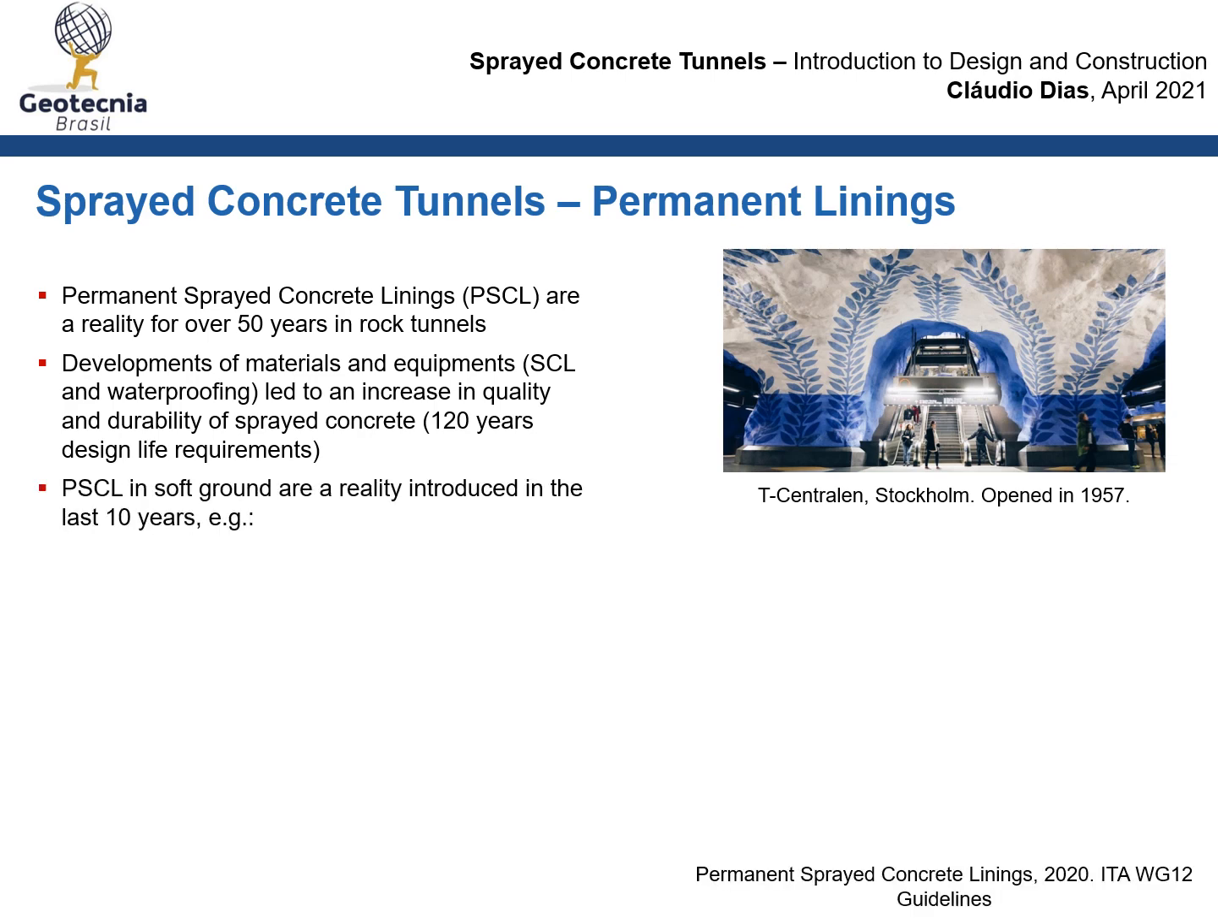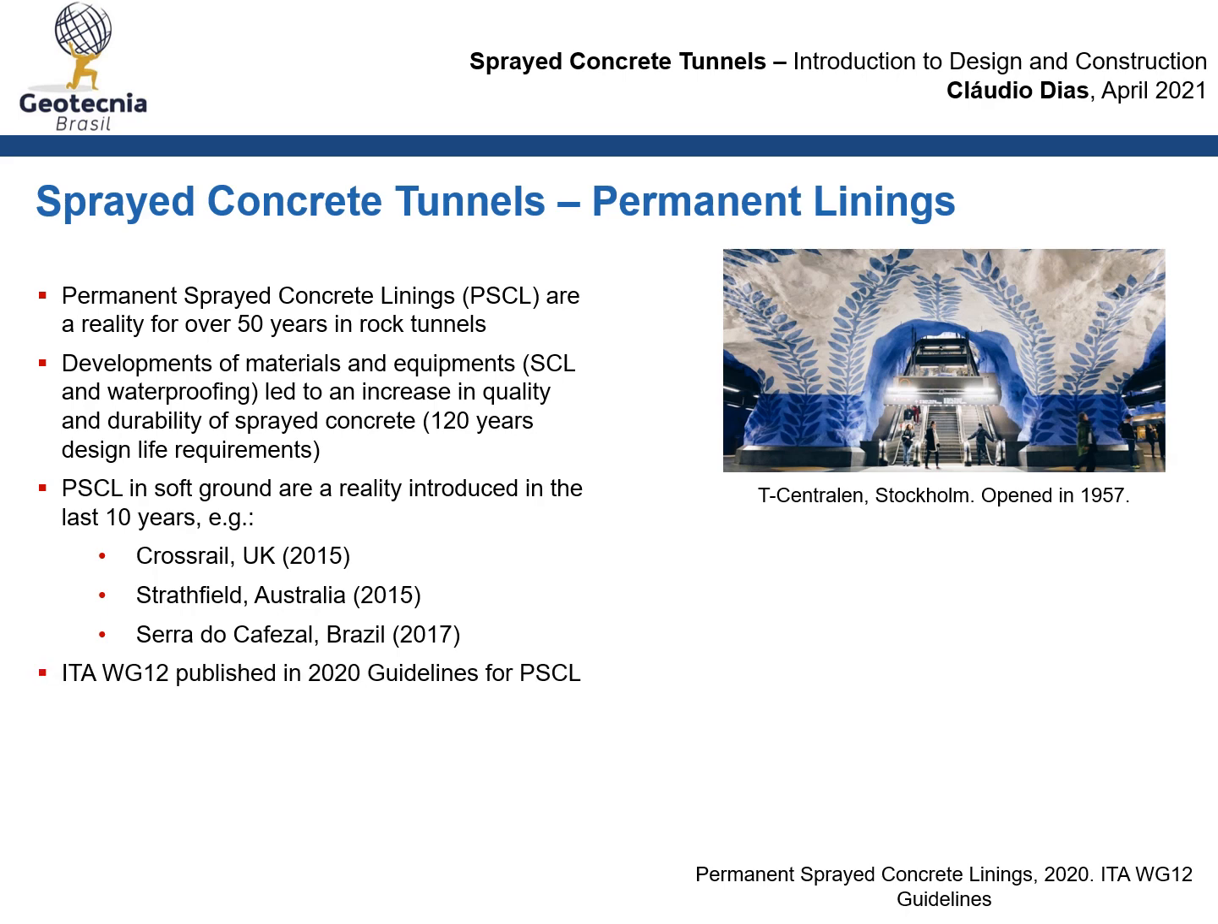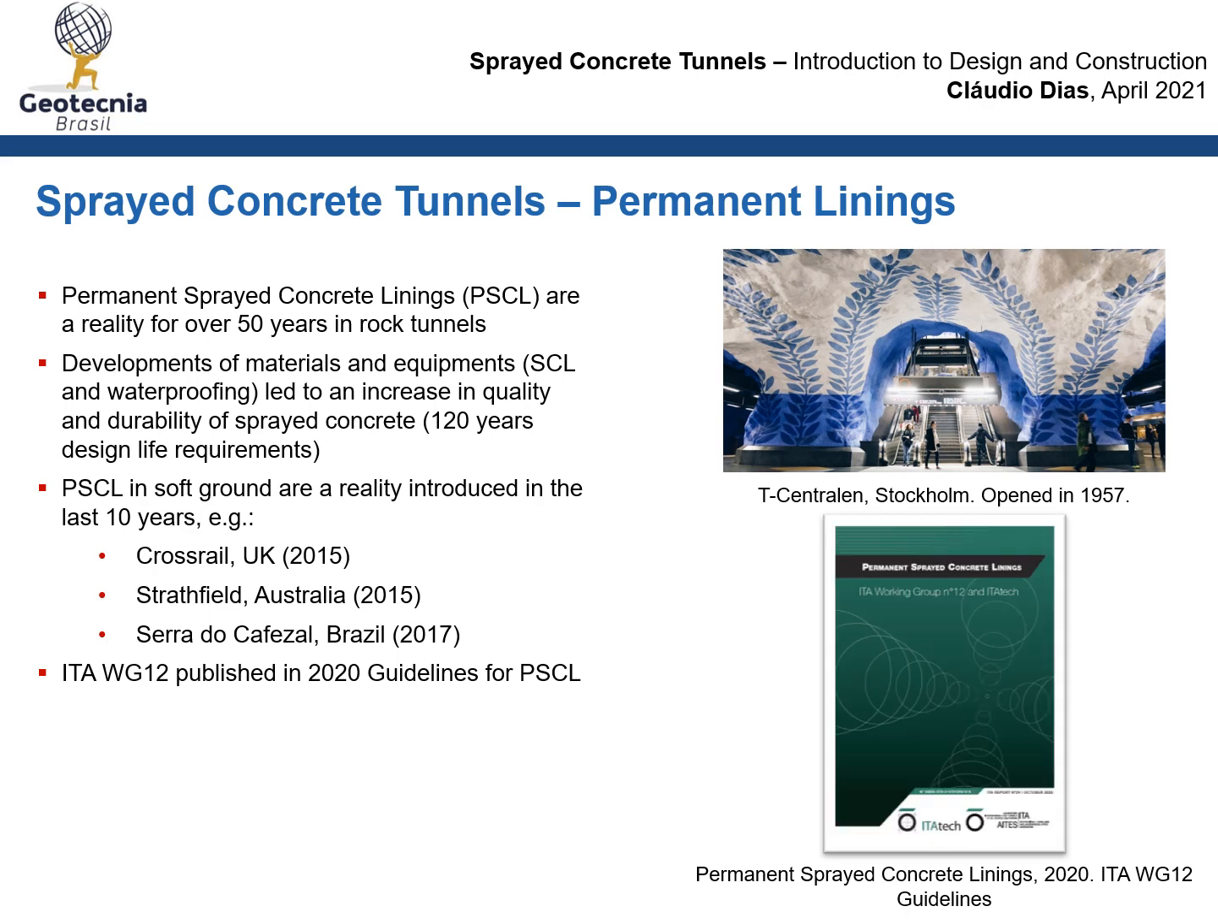The permanent sprayed concrete linings in soft grounds are also becoming a reality. There are a few examples in the last 10 years: the Crossrail project that we already spoke about, the Strathfield in Australia, Serra do Cafezal in Brazil. The ITA Working Group 12 published in 2020 the guidelines for permanent sprayed concrete linings. This document here that you can access online.